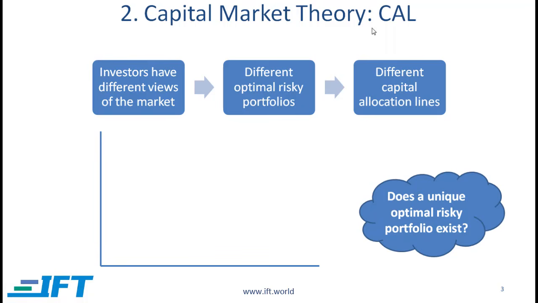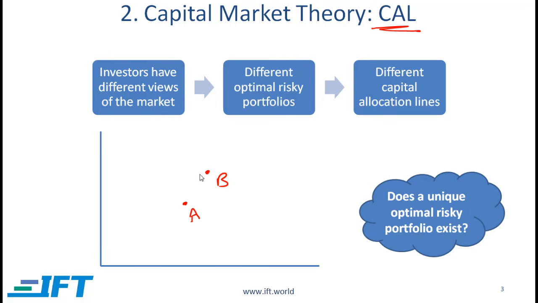Capital market theory, capital allocation line. This is something we have seen in the previous reading, so we will simply review the content. Investors have different views of the market, and therefore investors will create different optimal risky portfolios. Investor A might come up with one particular optimal risky portfolio. Investor B could easily come up with another optimal risky portfolio because he has a different view of the market and hence will pick different securities in his optimal portfolio.